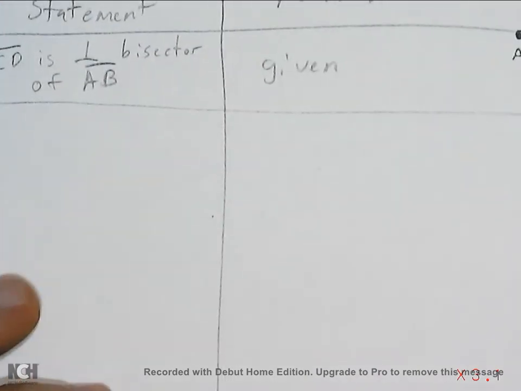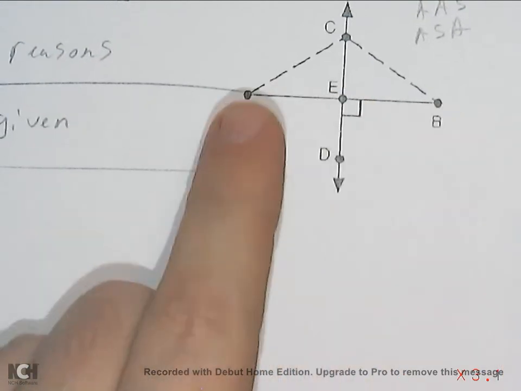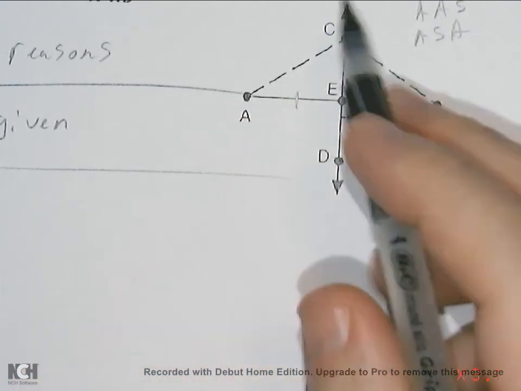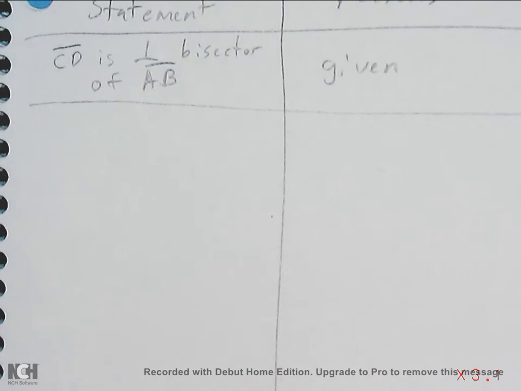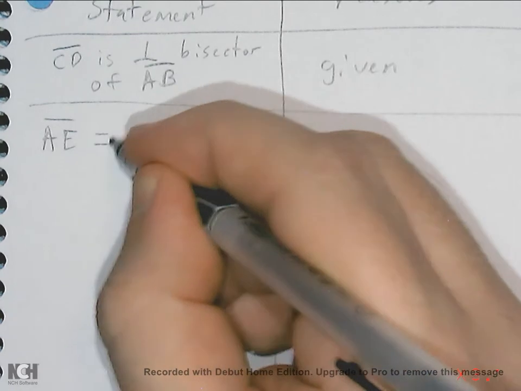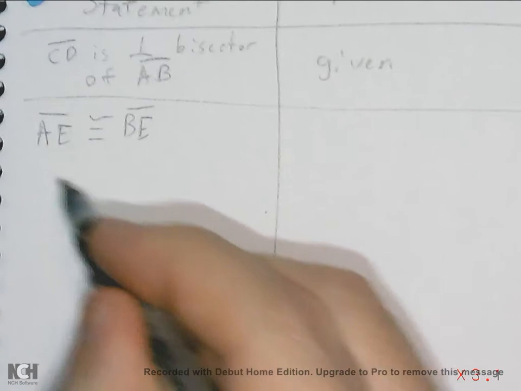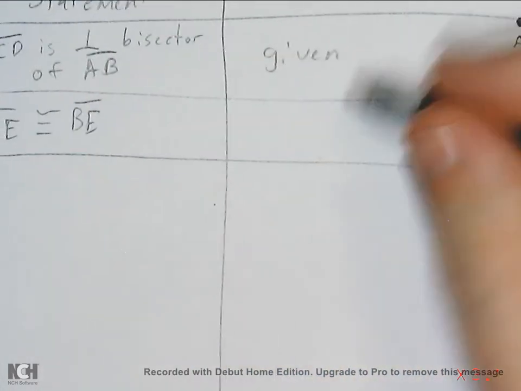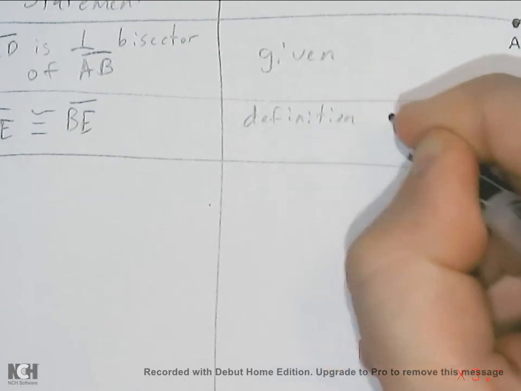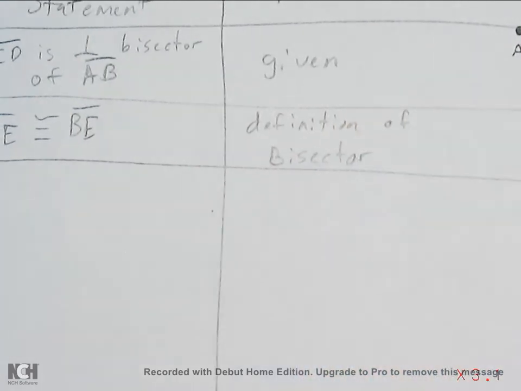So first of all, an easy one. If this is in fact a bisector as is given to me, that means that this line has to be the same as this, because it is bisected. It's cut exactly in half, right? So right off the bat, I can say AE is congruent to line BE. Okay? Because of the definition of bisection, or a bisector. Definition of bisector.